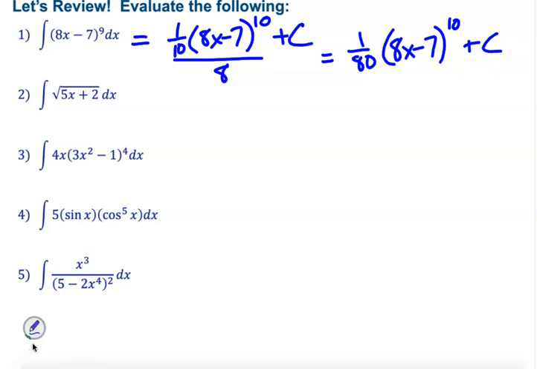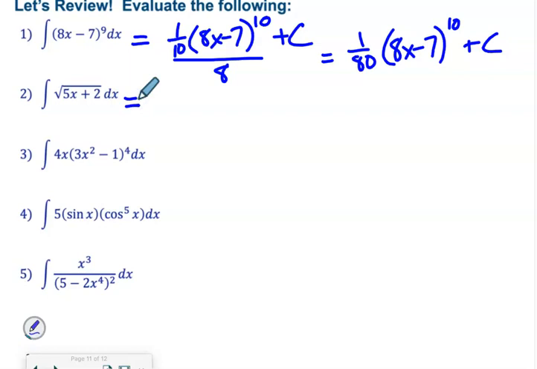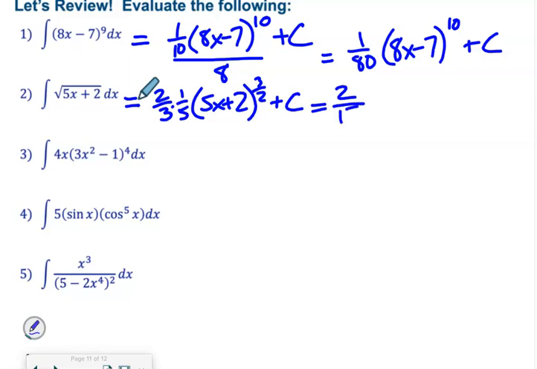Okay, so for this one, I'm going to skip the u sub since it's a linear argument. I'm going to think 5x plus 2 to the 1/2. So we get 2/3 times 5x plus 2 to the 3/2, but then I have to divide by 5 because of the slope. So what do I end up with? I get 2/15 times 5x plus 2 to the 3/2 plus 3.